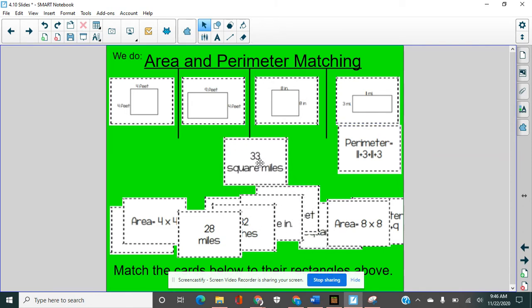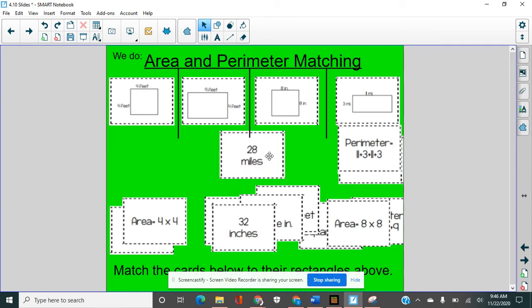33 square miles. So squares, we know squares are area. So let's see. 4 times 4 is 16. 9 times 4 is 36. That's close, but not 33. 8 times 8 is 64. 3 times 11 is 33. Hey, look, we found another one that goes over here.